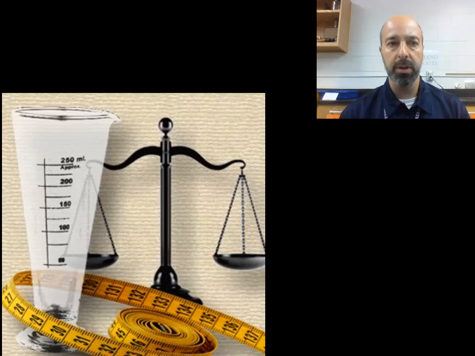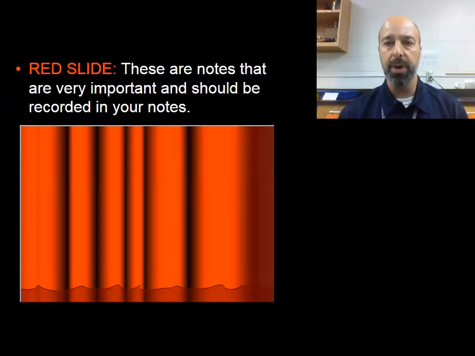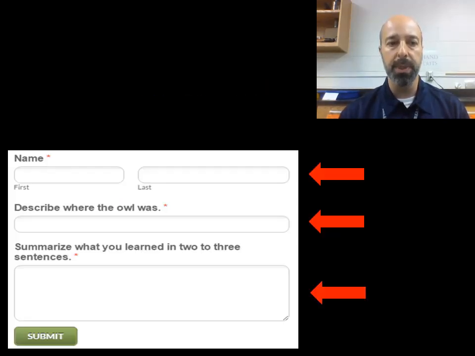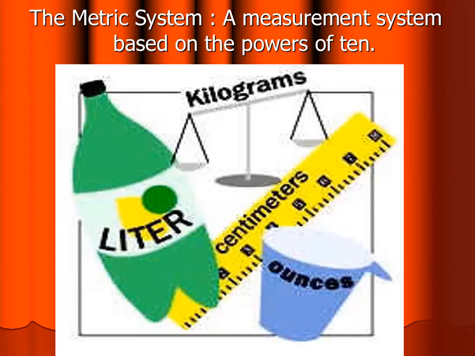Before we go further, let me remind you that slides with a red background are slides that you're going to have to take notes on, so make sure you have your notes page handy as you're watching the video. And don't forget to look for the owl, because at the end you will have to describe where the owl is, and you also have to write a 2 to 3 sentence summary of what you learned in this video. Remember, you have to do all of those things in order to get full credit for this homework. Okay, so let's talk about what the metric system is.